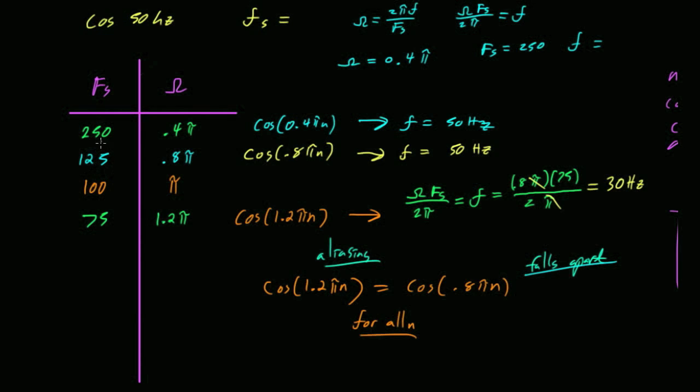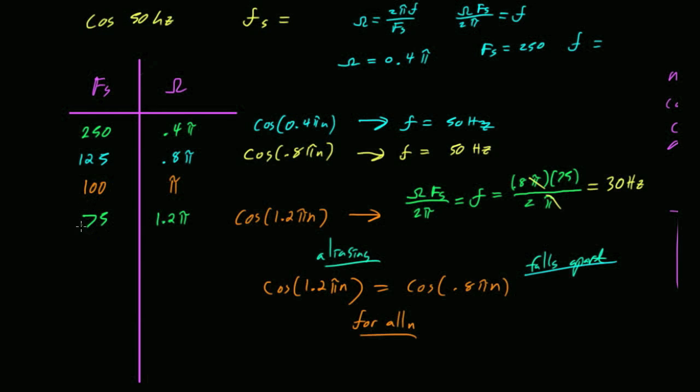What about the 100? It turns out that with this one you can just barely do it. This, as it turns out, is the magical frequency. That's why I skipped it. So let's just look at the 75 real quick.